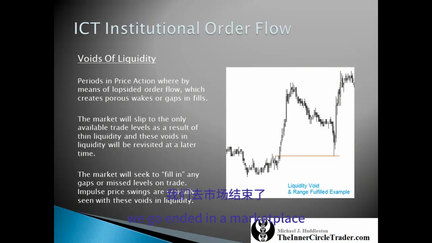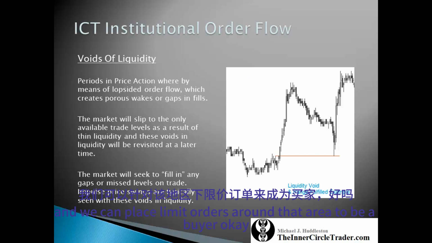We go into the marketplace. We identify where the previous point of equilibrium is, or the consolidation. We identify the order block, or the institutional price point at which we want to be trading, and then wait for price to come back down into it. And we can place limit orders around that area to be a buyer.